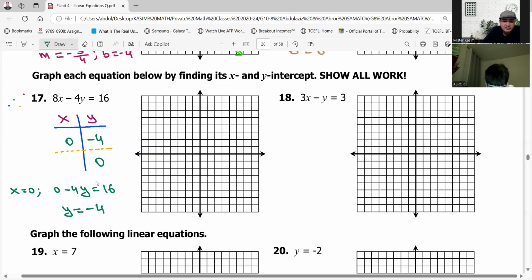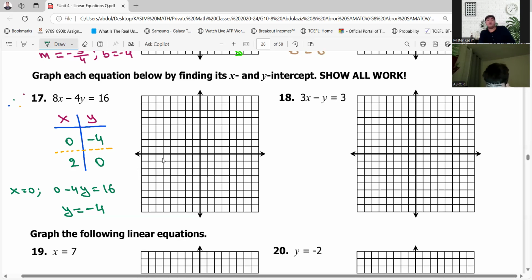And to find the x-intercept, y should be equal to 0, right? If y is equal to 0, above, 4 times 0 is 0. 8x equals 16. And 16 divided by 8, it is 2, right? You see here, 8 times 2 is equal to 16.